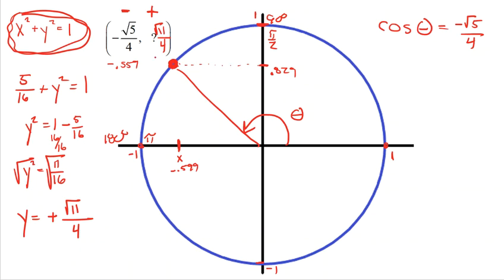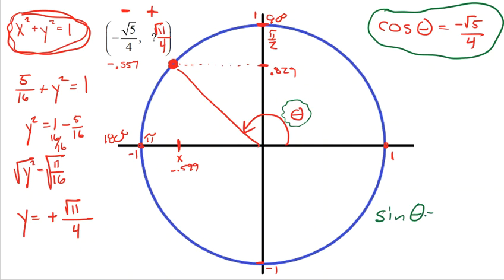So another question I could ask is, what is this angle? How do I find the angle? Hey, check this out. I know that cosine of theta equals negative radical 5 over 4. And I also now know that sine of theta equals positive radical 11 over 4. I could actually use either one of these equations, but I'm going to use the one I wrote down first up here. And how do I find theta?